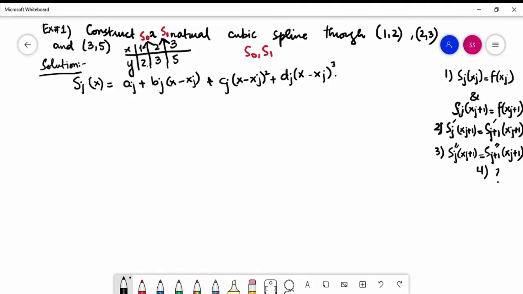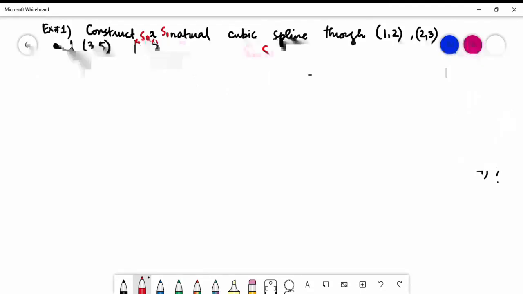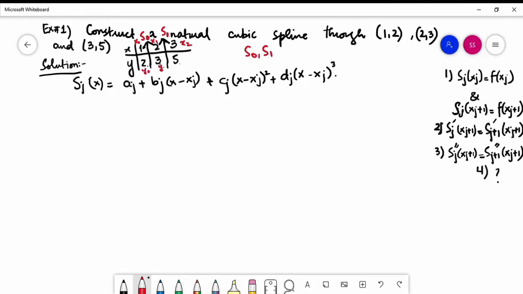Now this point is x0. x0 is 1, x1 is 2 and x2 is 3. So this is y0, this is y1 and this is y2. For j equals 0, 1, 2 minus 1: how many points are there? There are 3 points, then 3 minus 1 is 2. So there are only 2 splines, 0 and 1.